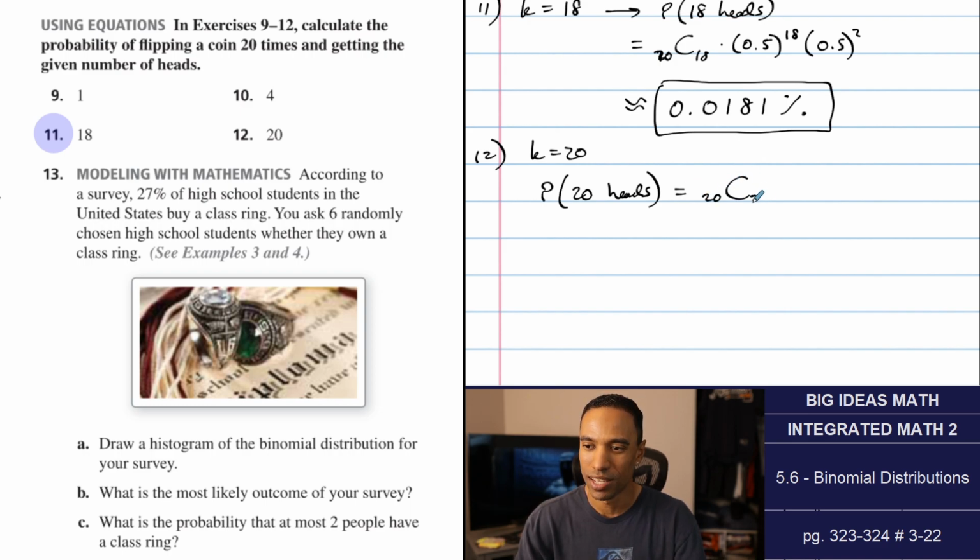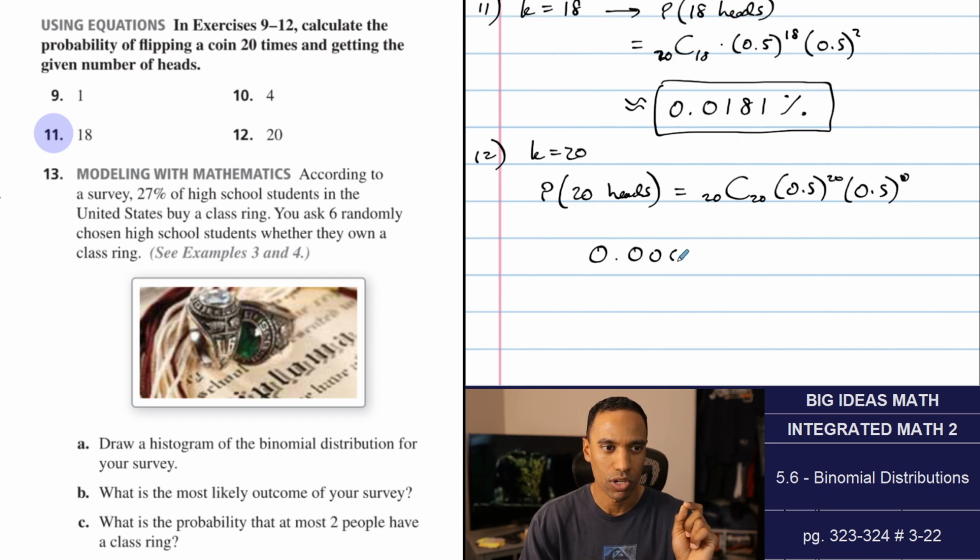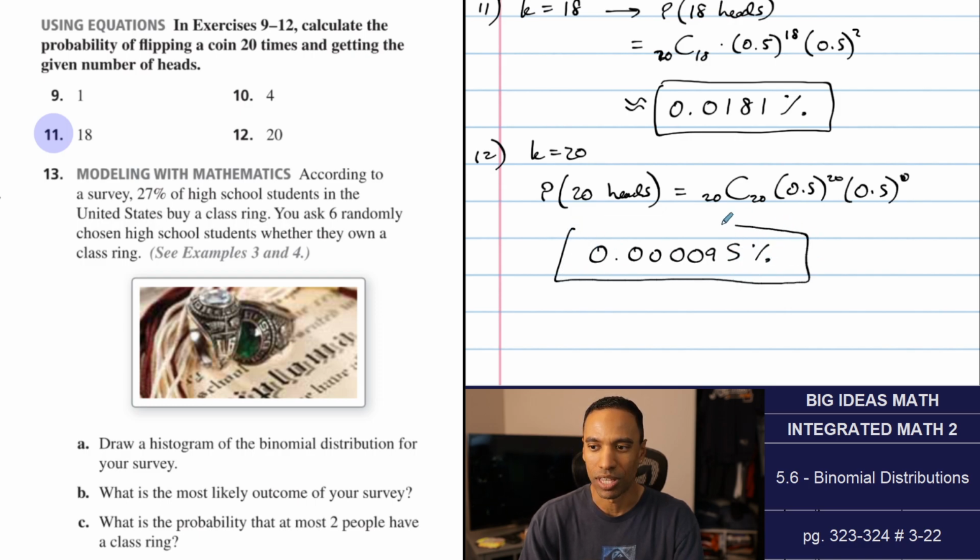20 choose 20 times 0.5 to the 20th power times 0.5 to the 0 power. See, 0.5 to the 0 power is just 1, so that doesn't really change what we're doing there. So let's do this to the 20th power. And then I'll just do times 100 straight up, because I know we're going to do the percentage. Okay, even this one uses that scientific notation, so I need to do this right. I believe it's going to be 0.00009.5%. I'm going to write it like that. I believe that's what it is.